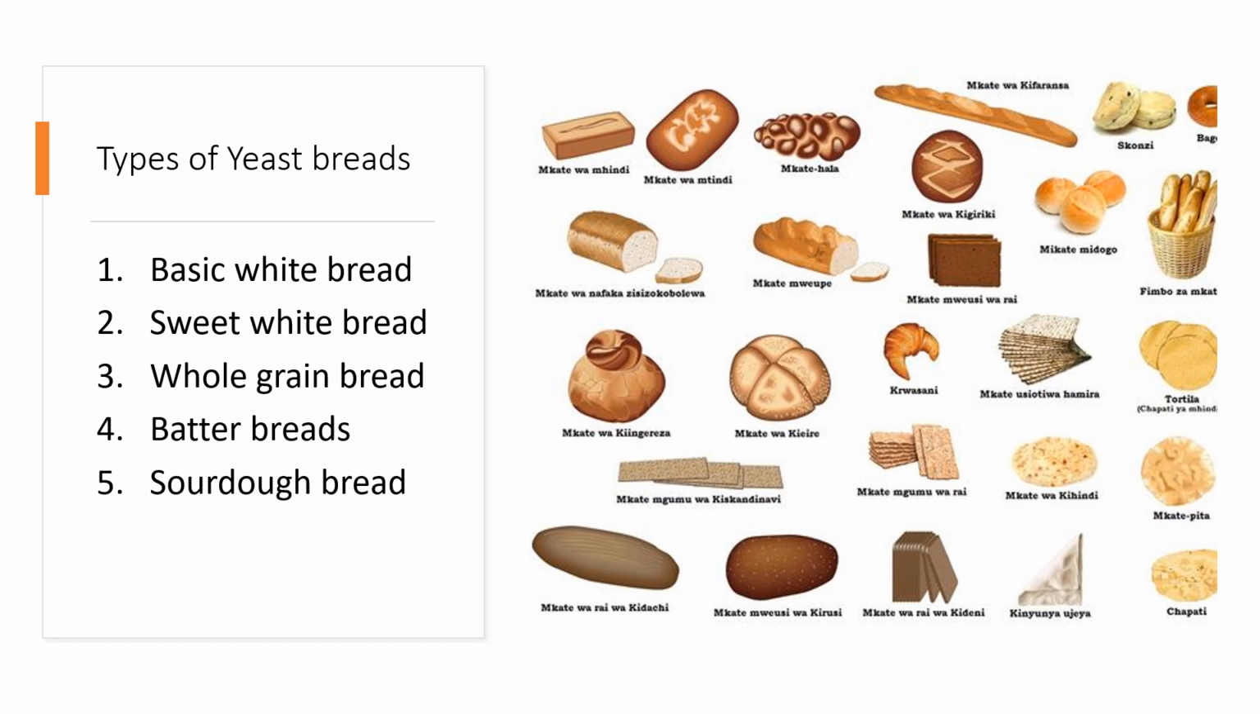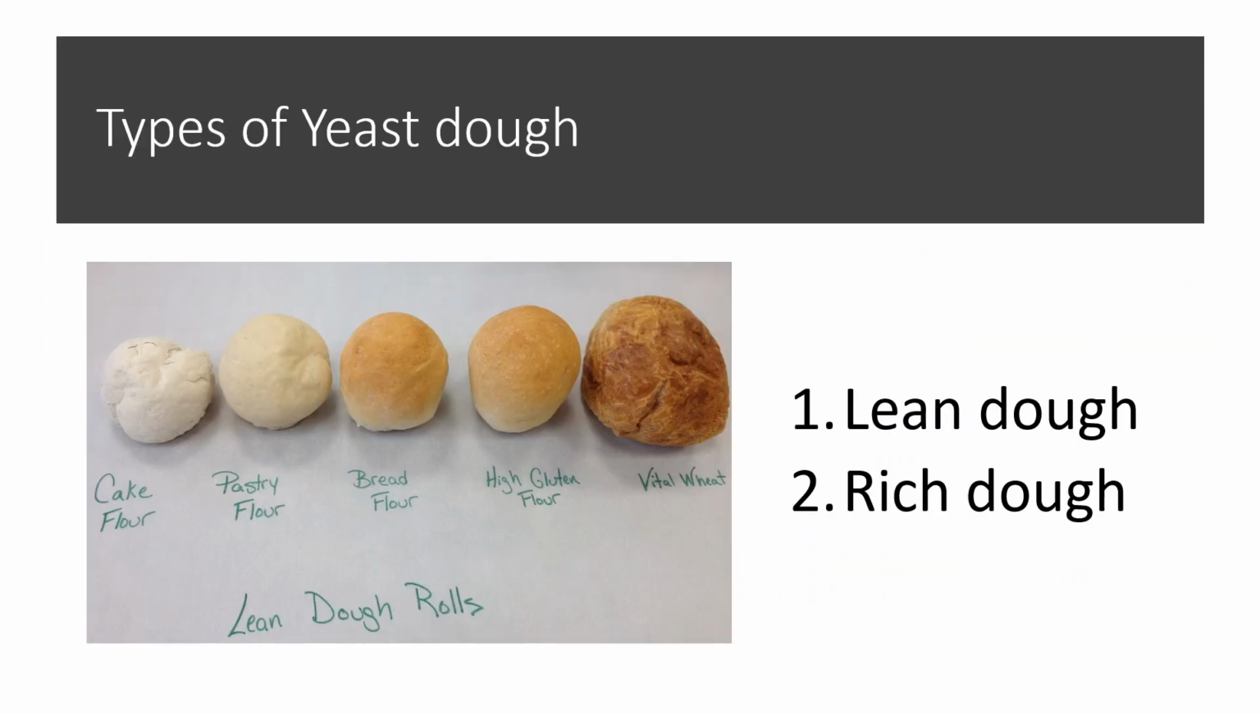Moving on to the different types of yeast bread, we have basic white bread, sweet white bread, whole grain bread, batter breads, and sourdough breads. For the yeast dough, we have two kinds, the lean dough and the rich dough. So yeast dough is the blank canvas of baking. You can make it plain or add different ingredients to create variety of products such as breads and cakes.